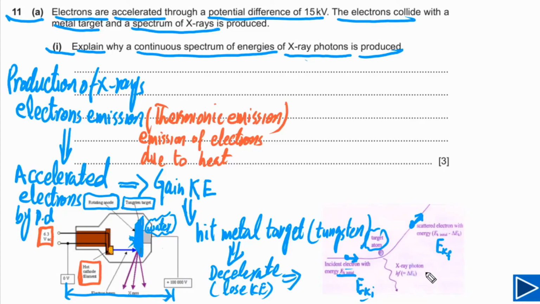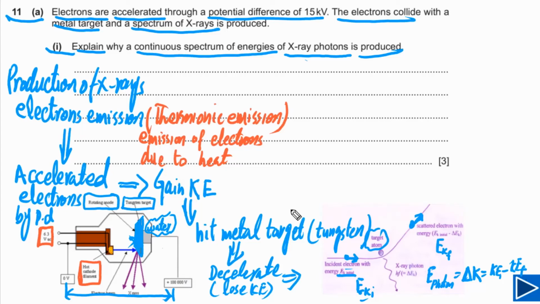So the energy of the X-ray photon is equal to the change in kinetic energy of the electron, or simply we can say this is KE initial minus KE final. That's all we need to understand about the production of X-rays.